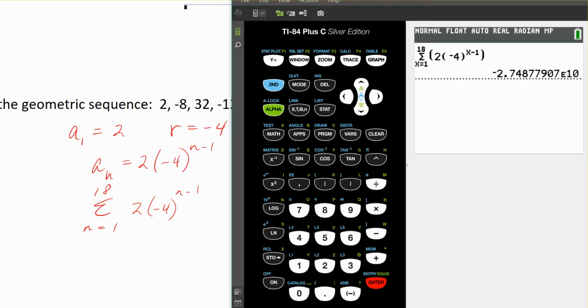And what do we get? We get negative 2.75 raised to the 10th power. And that's the solution that we're looking for in that one as well.